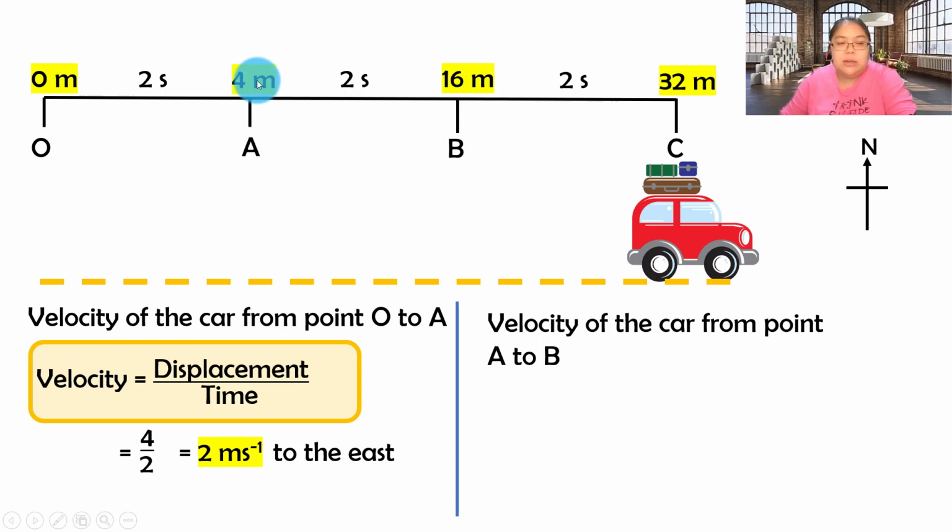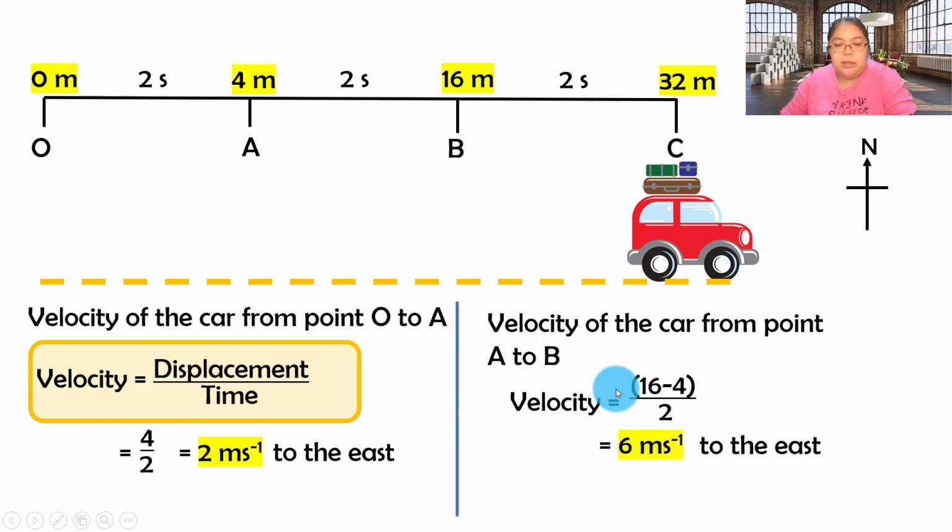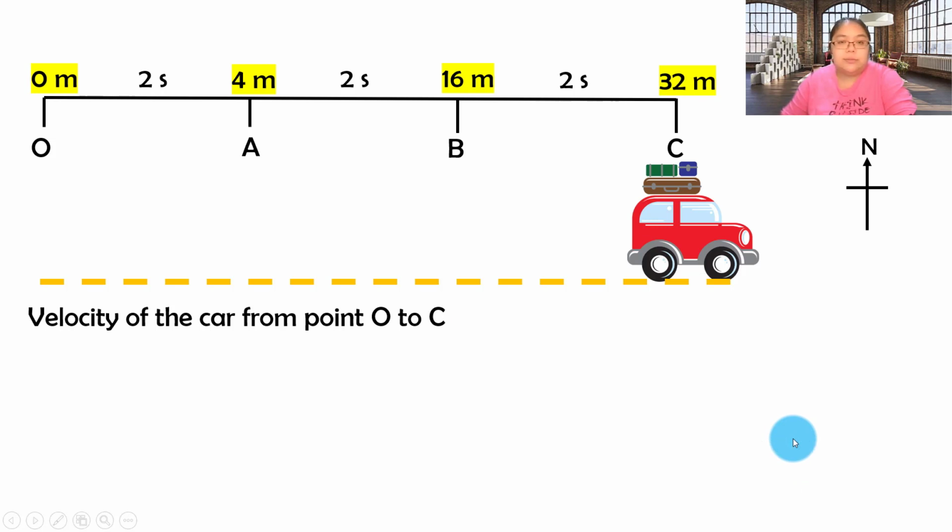From 16, then 4 meter. So you need to use 16 minus 4 meter, then divide by the 2 seconds. So the formula is 16 minus 4 over 2. So we get 6 ms-1. Remember again, they go to the east.